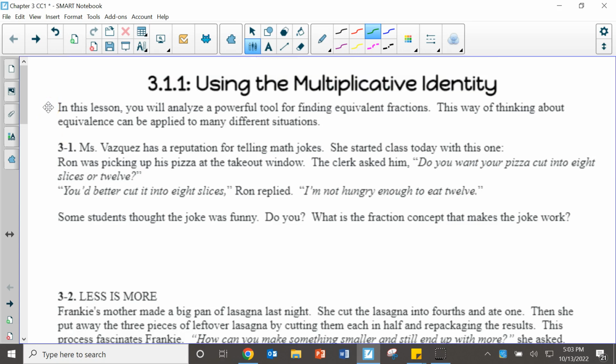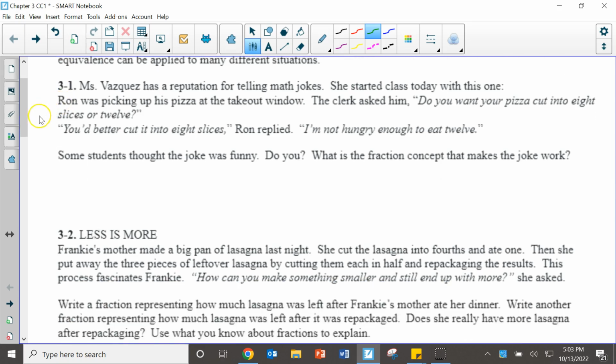So 311, using the multiplicative identity. In this lesson, you'll analyze a powerful tool for finding equivalent fractions. This way of thinking about equivalence can be applied to many different situations. And this is going to be something that you're definitely going to see again in 7th grade. So you want to make sure you have a good understanding of it here, when you go further in math.